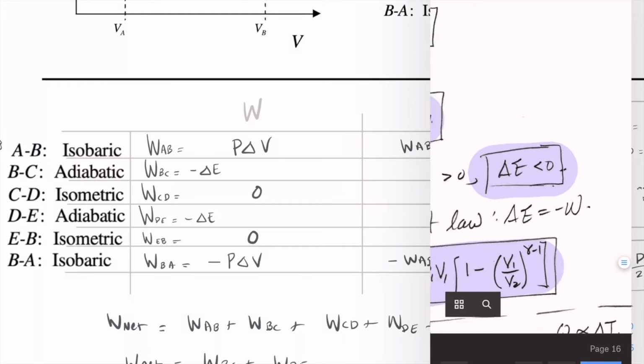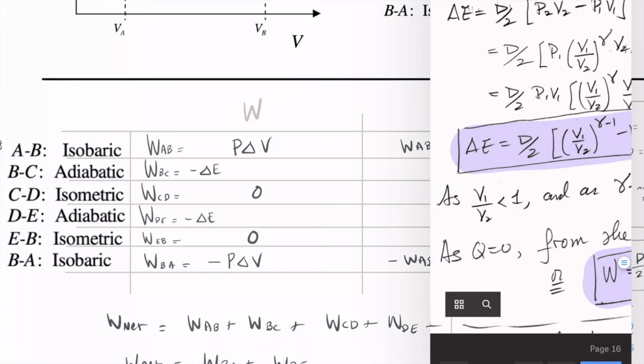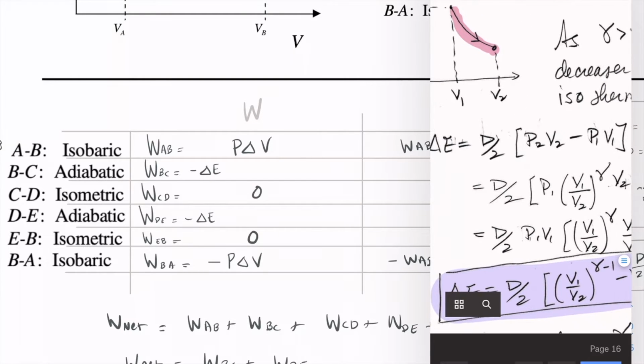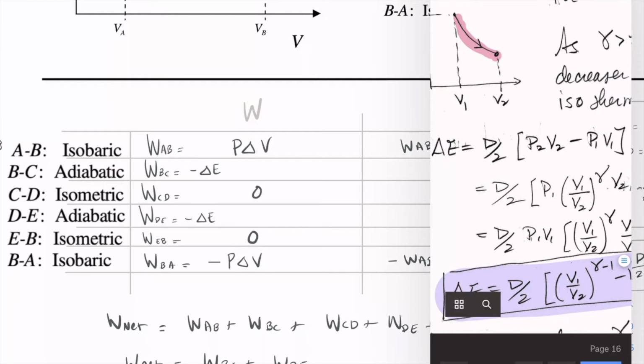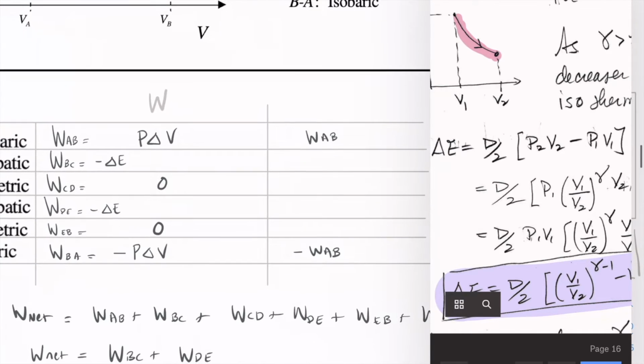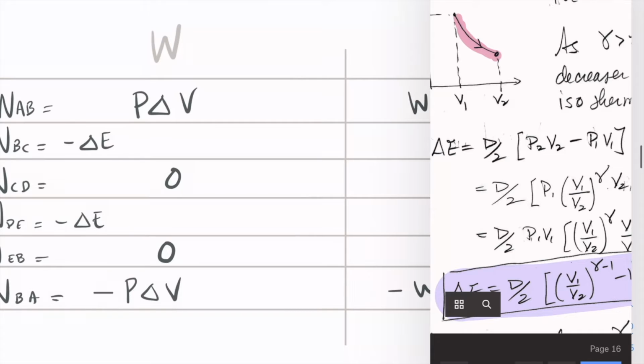So we're going to say work is equal to the negative change in energy. So we're going to go up and take our equation for change in energy, which is d over 2 times P2V2 minus P1V1, and we're going to put that in there. So we're going to have negative d over 2 times P2V2 minus P1V1.